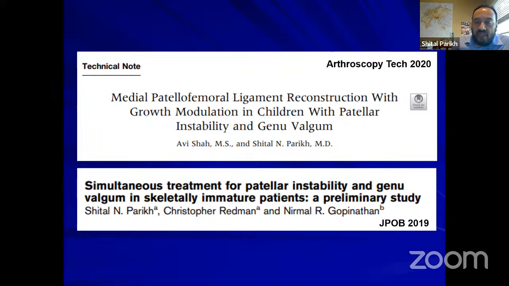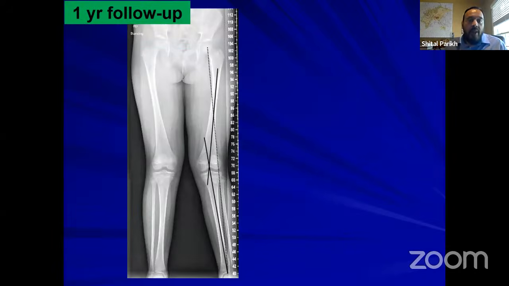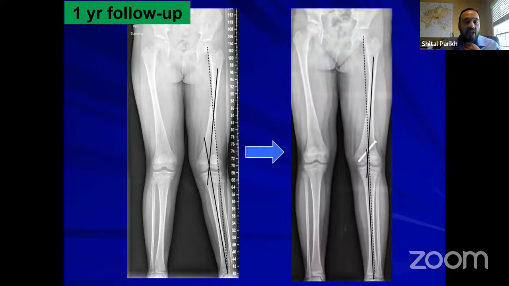And we have a bigger series coming out, more than 30 patients who had concomitant MPFL reconstruction and a guided growth procedure to correct their genu valgum. Because if you remember, genu valgum is a risk factor. So if you can correct it by doing a very small operation when the patient has growth remaining, then that would help long-term. So here's a 1-year follow-up on a patient whose initial x-rays you can see had significant valgus, had instability, and then we put a transphysis screw. You can see that the coronal plane alignment is restored.